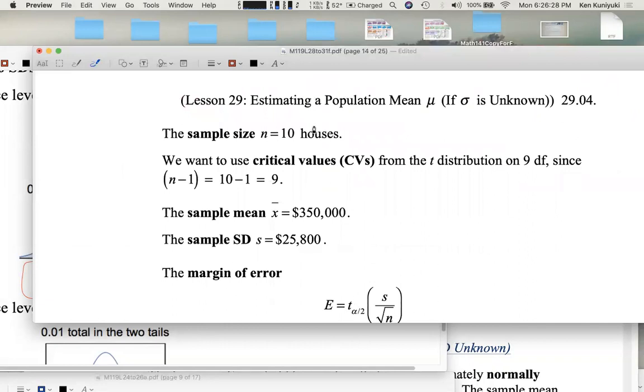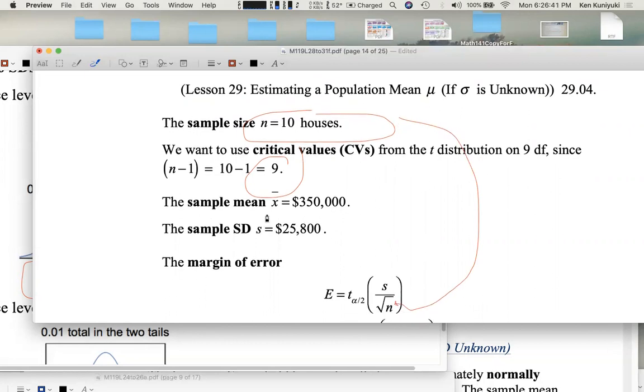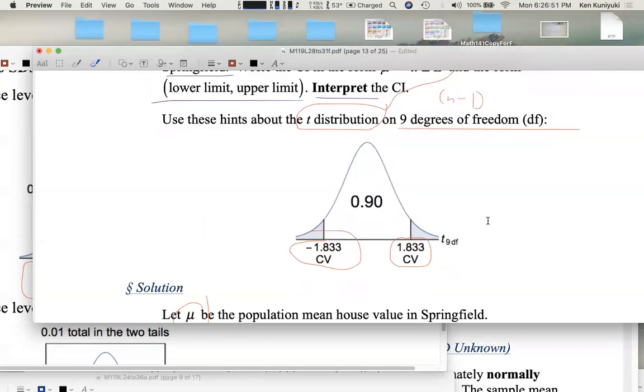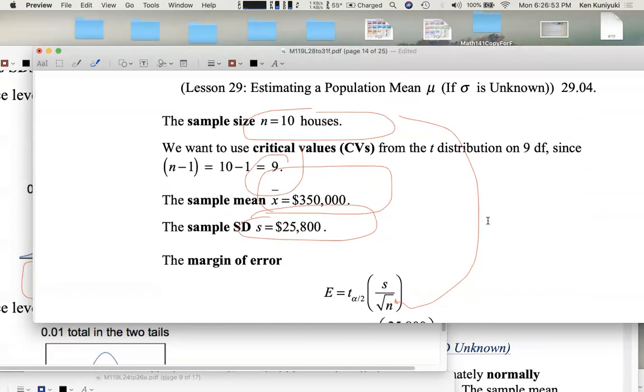Okay, again, the sample size n equals 10. That means that we're going to use the t-distribution on 9 degrees of freedom. We're also going to plug the 10 into this radicand. The sample mean x bar is $350,000. The sample standard deviation, we need that this time. We assumed it was $25,800. That was from the Excel spreadsheet or StatCrunch.